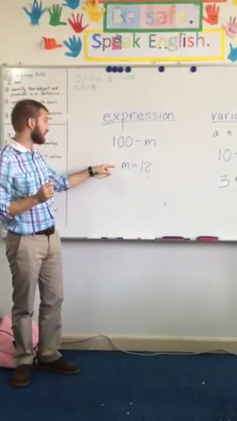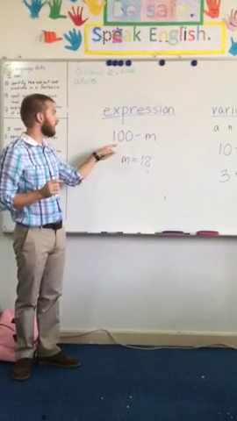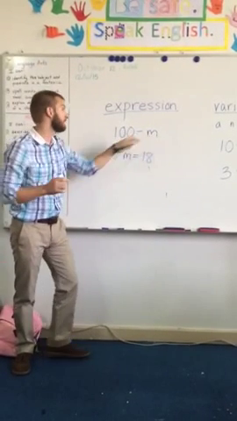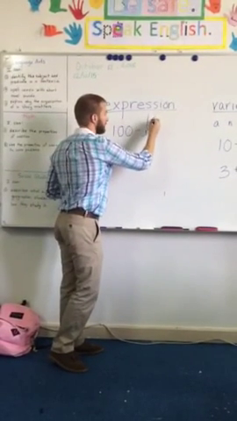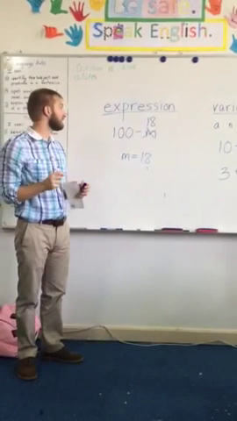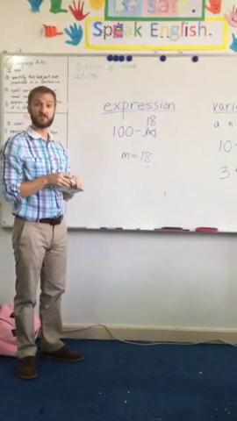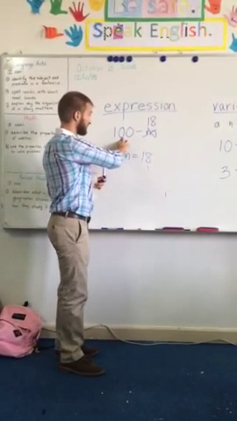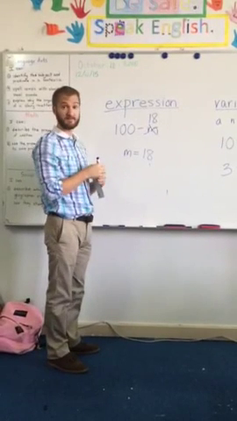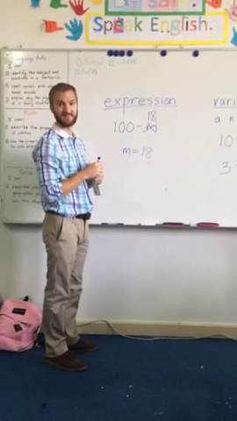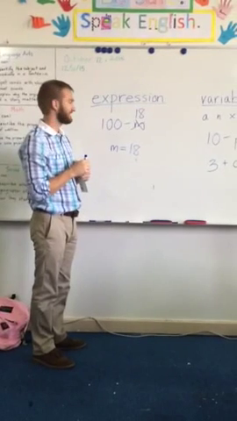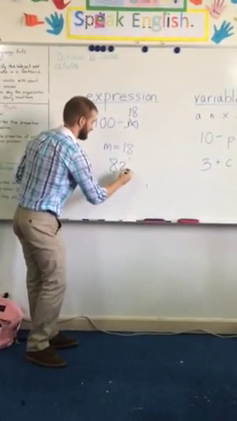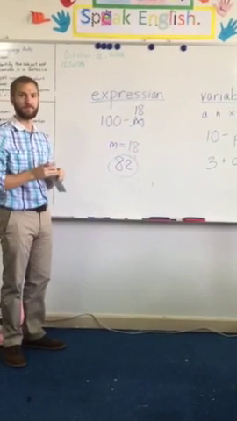To solve an expression like this, all I would do was put the number 18 wherever I see the letter M. So, I'll just cross that out, write the number 18, and now I can solve this just like I would any other math problem. So the value of this expression, 100 minus 18, is, I'll give you a second to think about it. If you said 82, then you are correct.